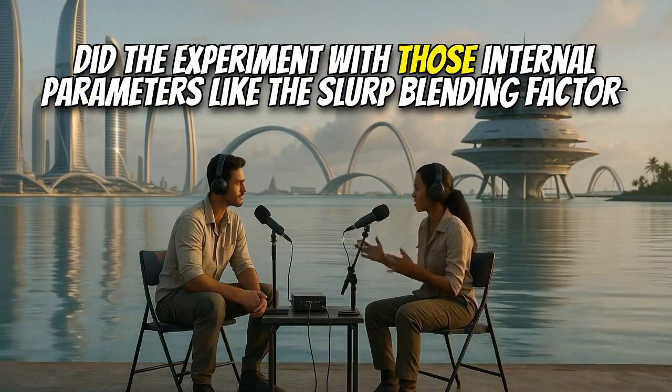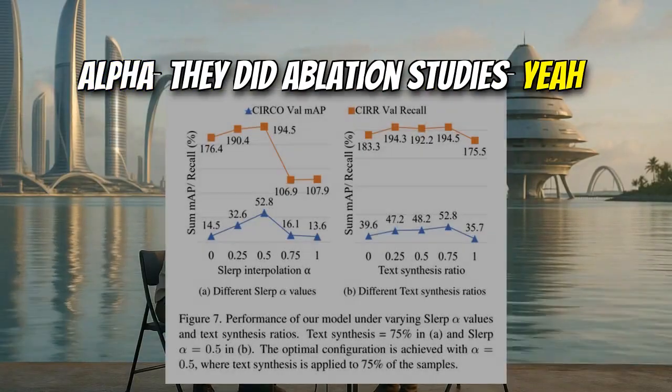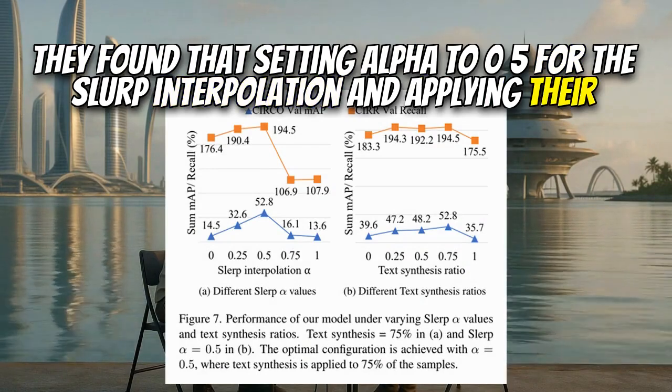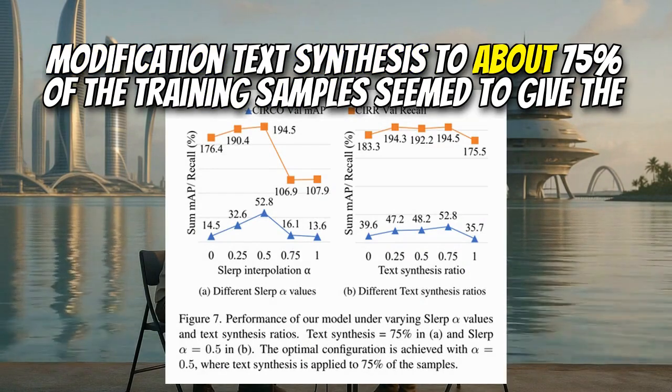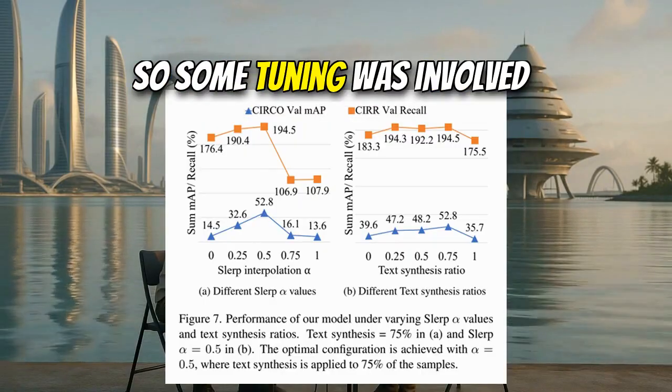Did they experiment with those internal parameters like the Slurp blending factor, alpha? They did ablation studies, yeah. They found that setting alpha to 0.5 for the Slurp interpolation and applying their modification text synthesis to about 75% of the training samples seemed to give the best performance. So some tuning was involved.